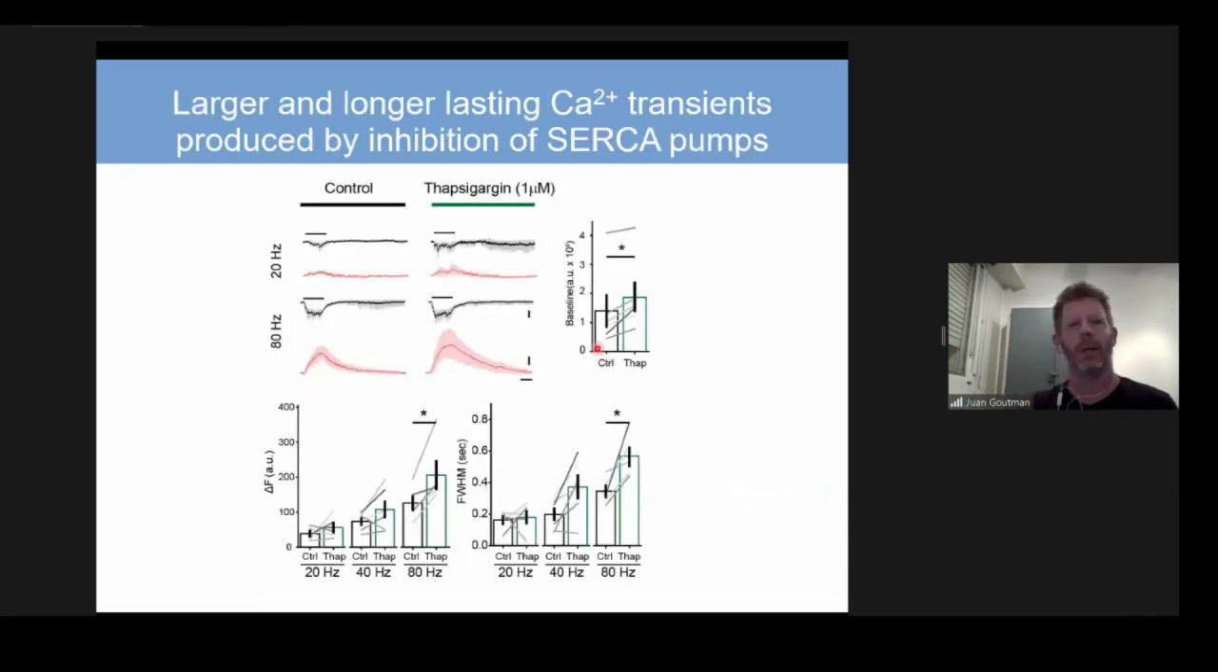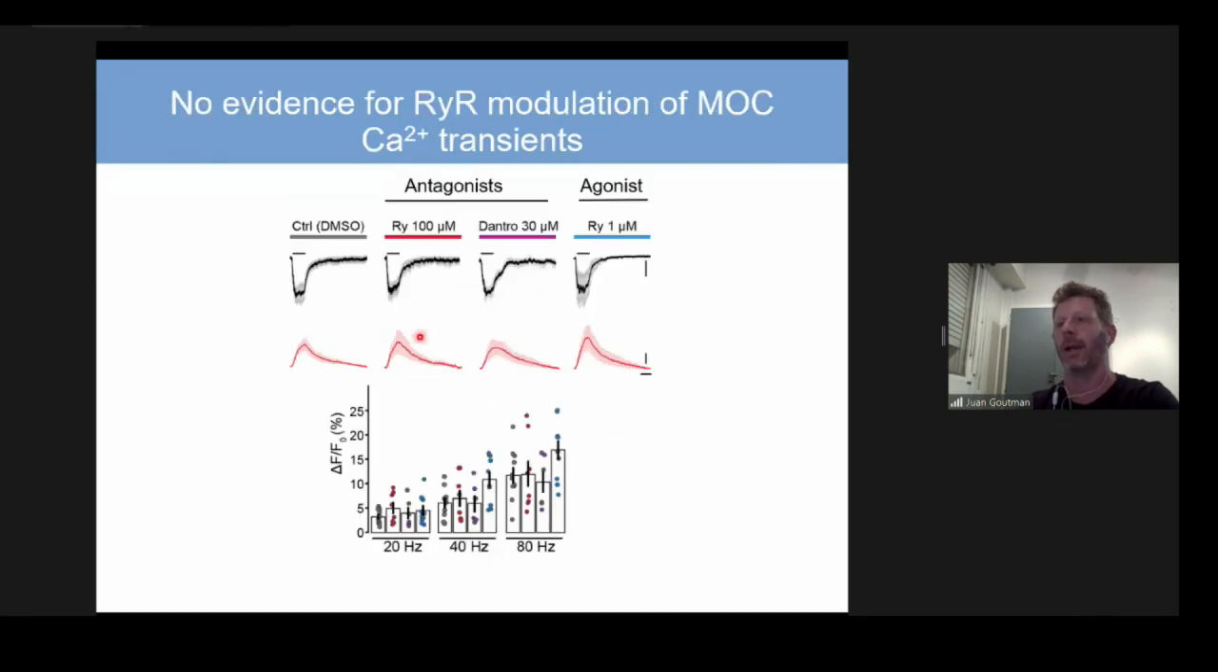Firstly, we used thapsigargin, which is a very well-known blocker of the SERCA pumps. When we do that, we see an increase in the size of the calcium transient, which is quantified here, and also a lengthening of the duration of the transient. We also evaluated ryanodine receptors, using a high concentration of ryanodine, which is a known blocker of the receptors, dantrolene, which is another blocker, and a low concentration of ryanodine.